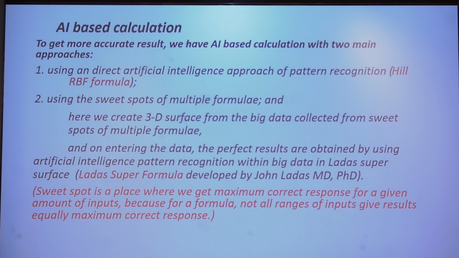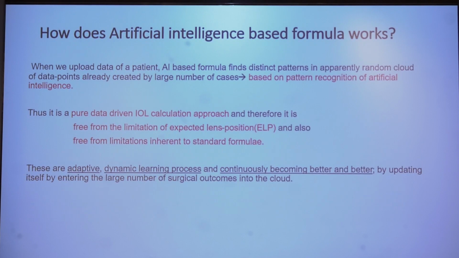Sweet spots are the places where we get the maximum correct response for a given amount of inputs, because for a formula, not all ranges of input give equally maximum correct responses. I want to say that for each formula, we cannot get the best result from every variable. There are such spots in any formula where we get very good results. That is called the sweet spot.